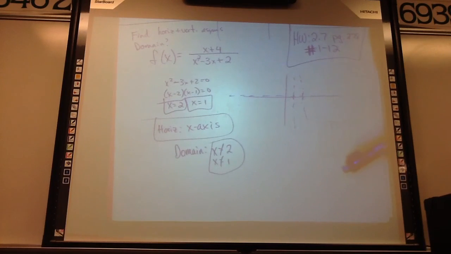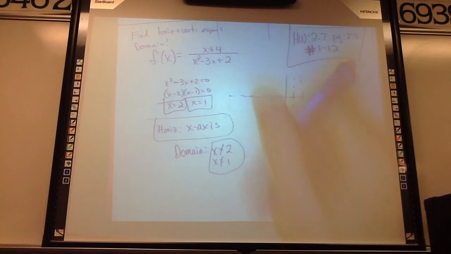Look at 1 through 12. 1 through 6 is exactly this. Yeah, 7 through 12 is looking at graphs.